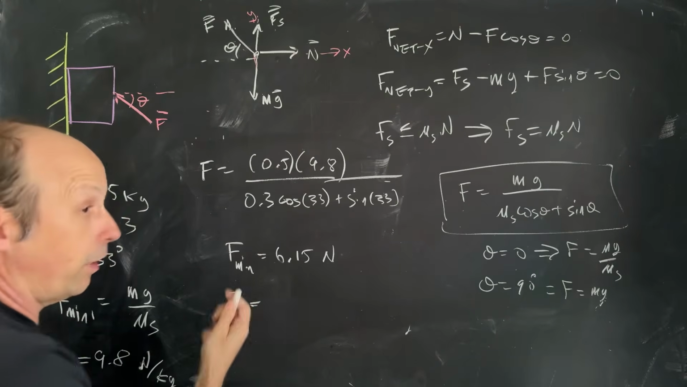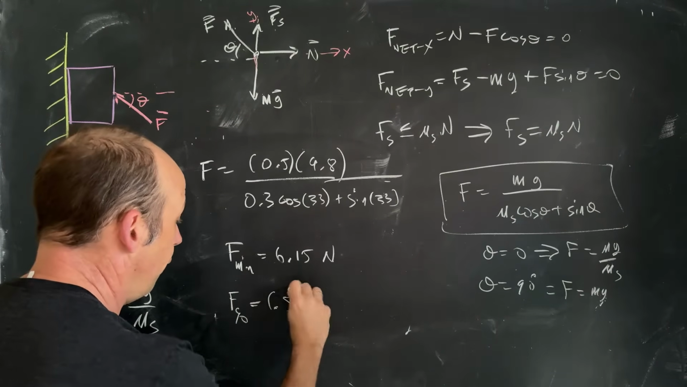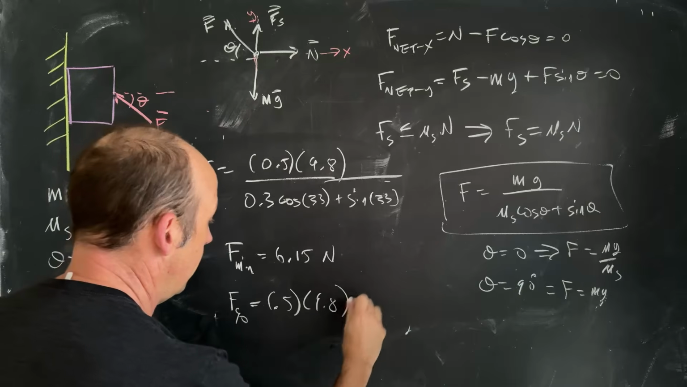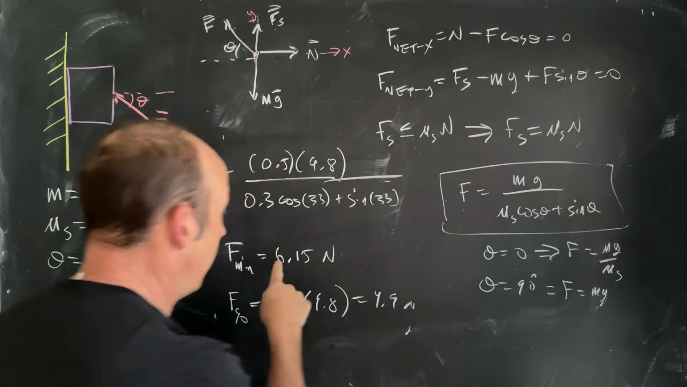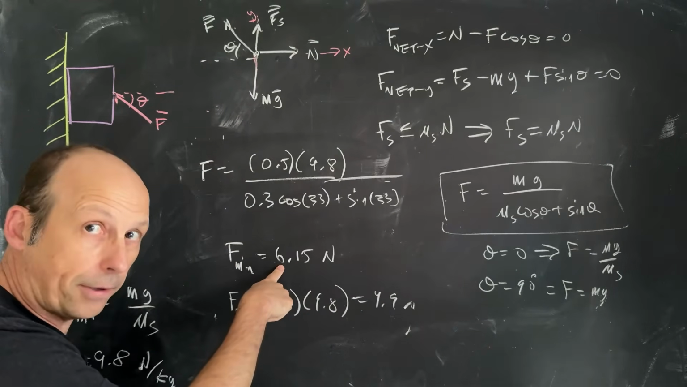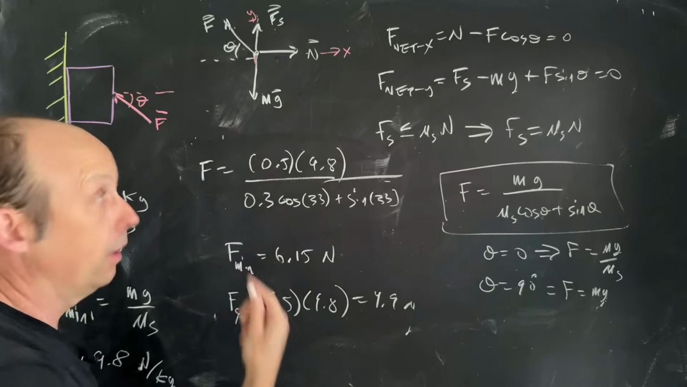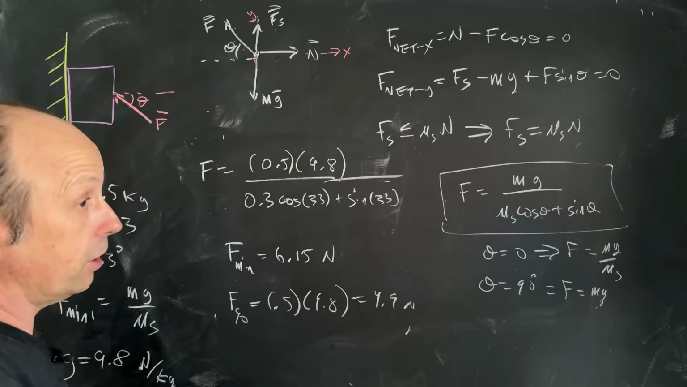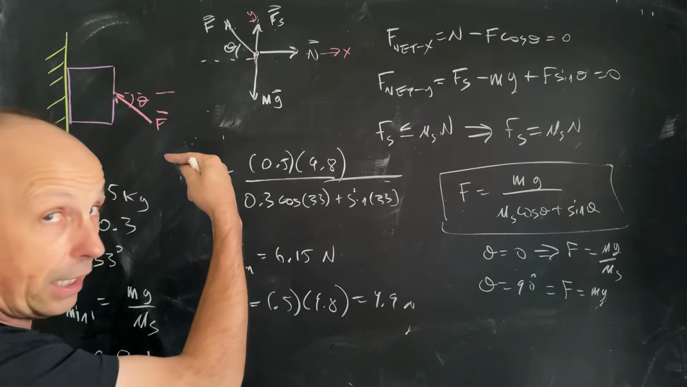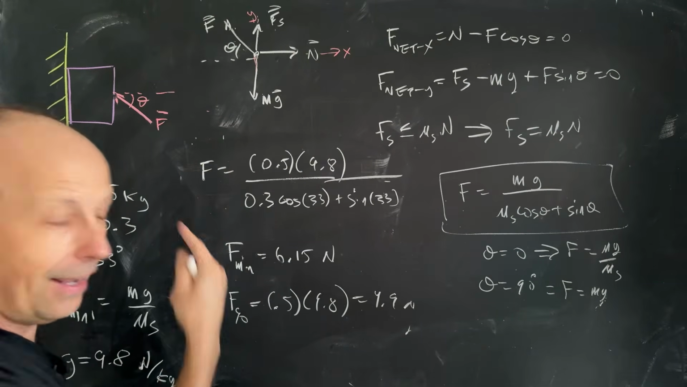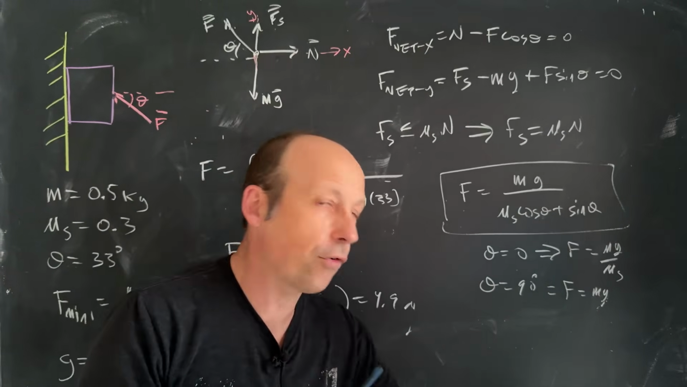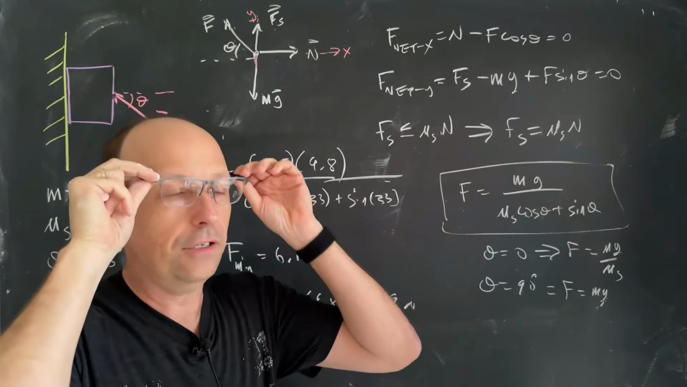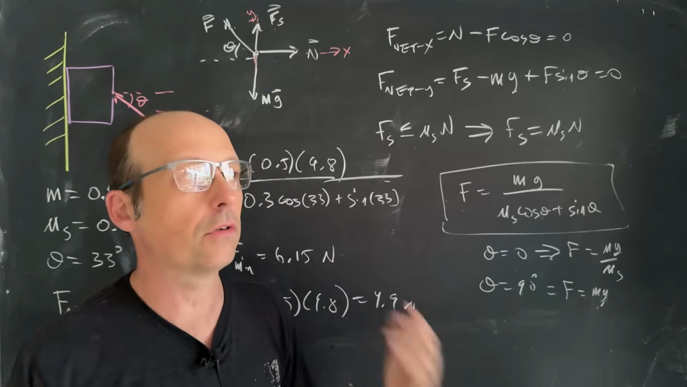Just as a comparison, F90, if I wanted to just hold it up, would be 0.5 times 9.8, and that's 4.9 newtons. So I'm actually having to push harder to hold it up here than if I just hold it up. I will tell you, though, that if you just push it this way, it's less than that. And if you want an extra little problem for yourself, it's not trivial, but it's not impossible. You can do a little playing around with it.